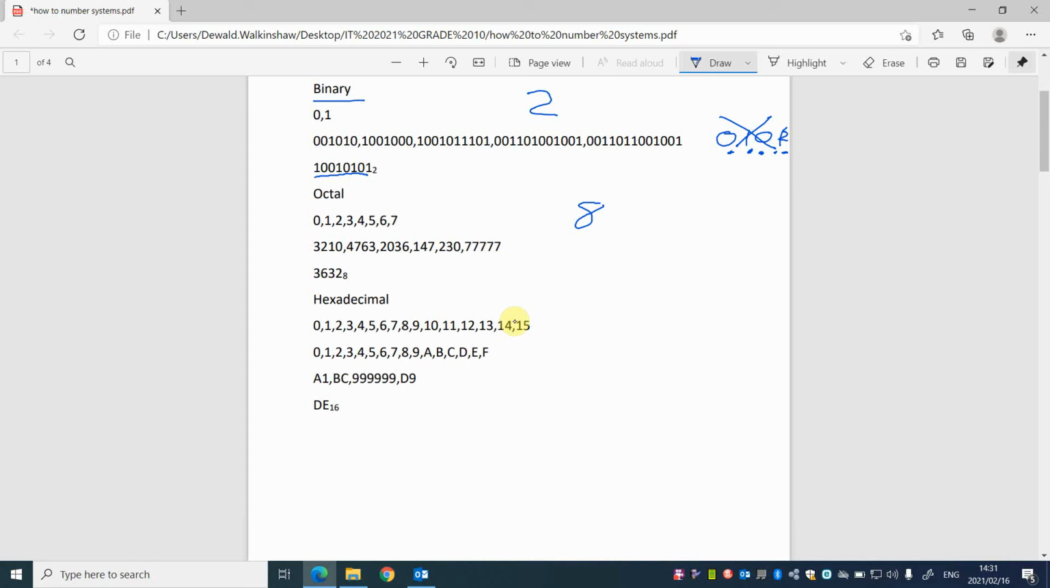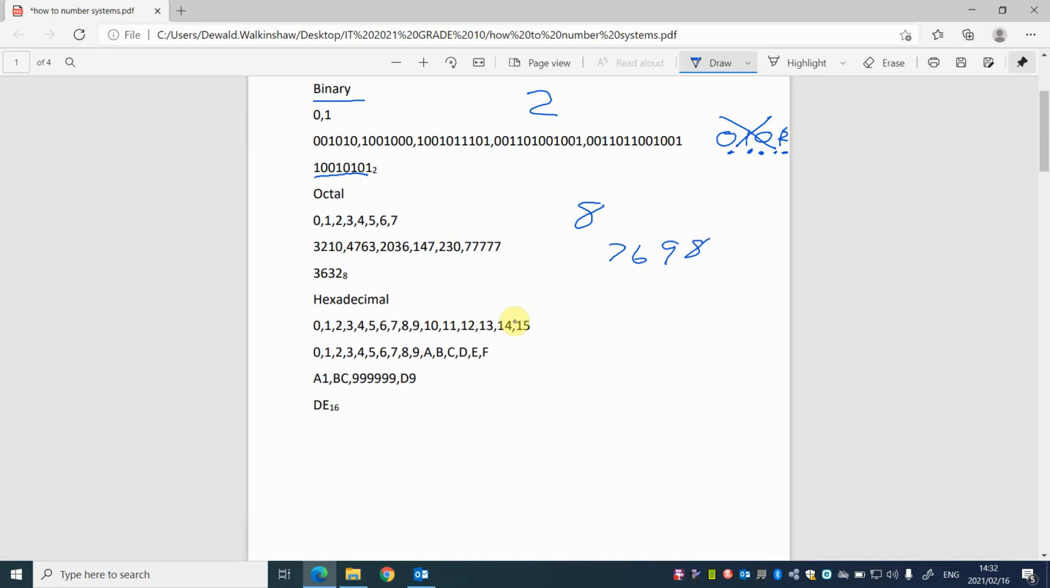Okay. But now, what numbers can the octal number system include? It can include anything like 3210, 4763, 2036, 147, 230, or even something like 777777777.